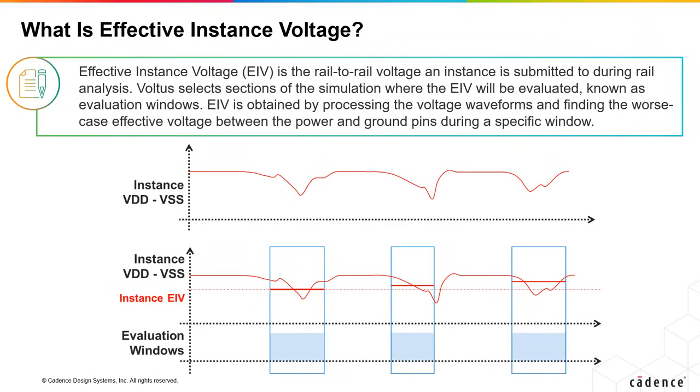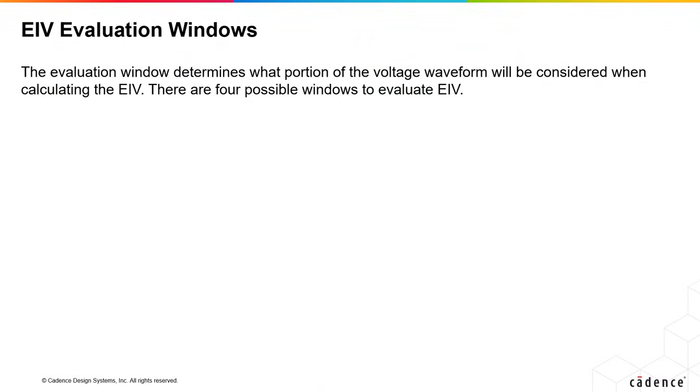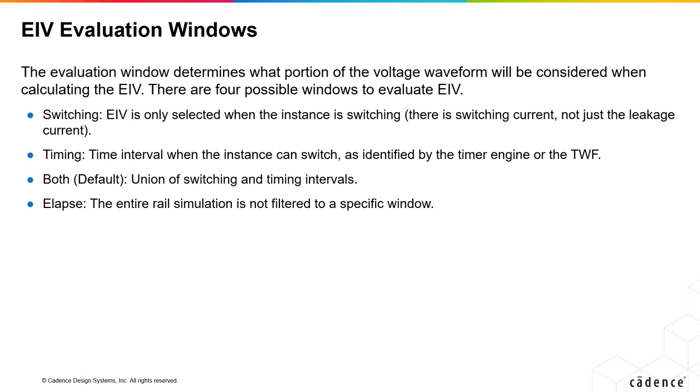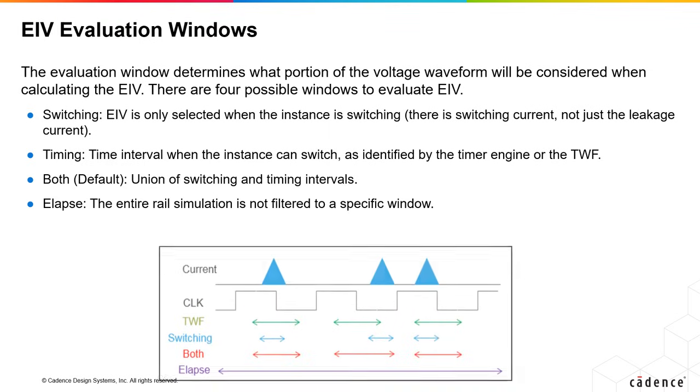The EIV and the evaluation windows are depicted in the figure on the slide. The evaluation window determines what portion of the voltage waveform will be considered when calculating the EIV. There are 4 possible windows to evaluate EIV: switching, timing, both, or elapse. These terminologies are explained in the given figure.